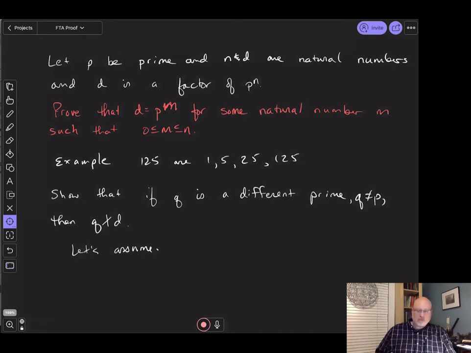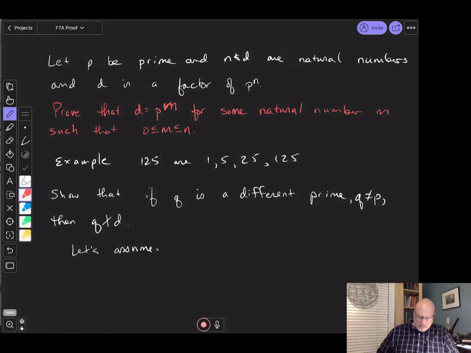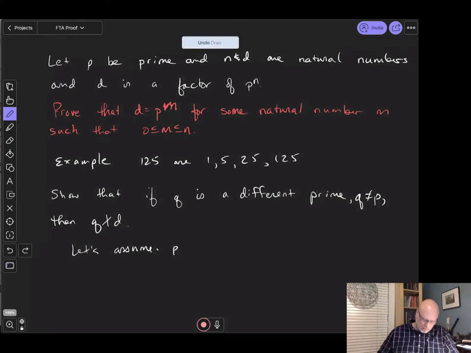So the way we're going to do this is we're going to start by showing that if Q is a different prime, so Q is not equal to P, then Q can't divide D. We're going to use a proof by contradiction here. Let's assume that Q does divide D.